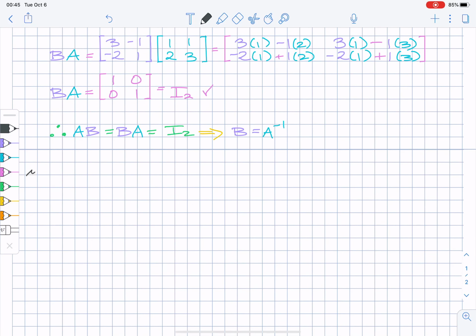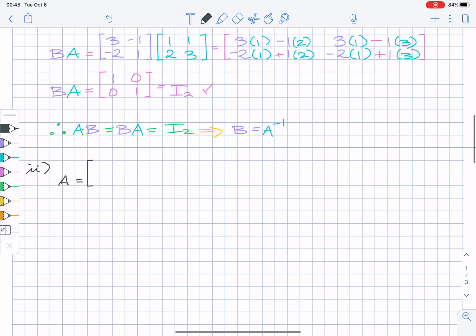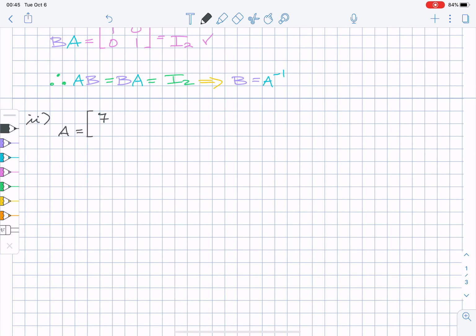Okay, that was a long one. Let's do subscript number 2. So now we have matrix A is going to be, let's do 7, 5, 3, 2.